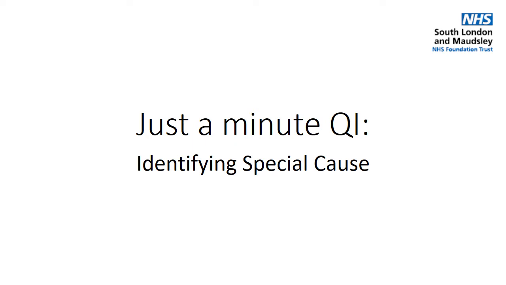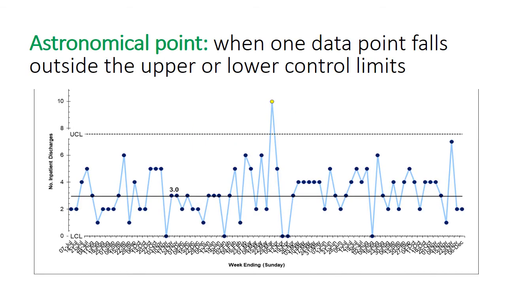The first rule is the astronomical point. This is a point that falls outside the upper and lower control limits on your SPC chart. This is statistically unlikely to happen, so if it does, we want to understand why.